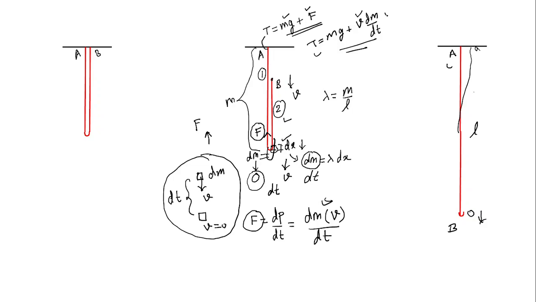So this will also be maximum when the string is fully open. That means we can say that the tension at A will be maximum when the string is fully open, isn't it? So what we have to find now is the tension at A when the string has been fully opened like this. In this situation we have to find it.